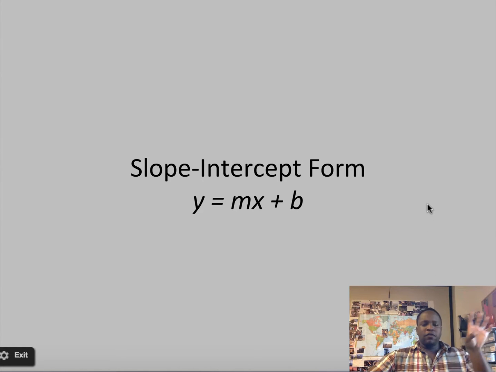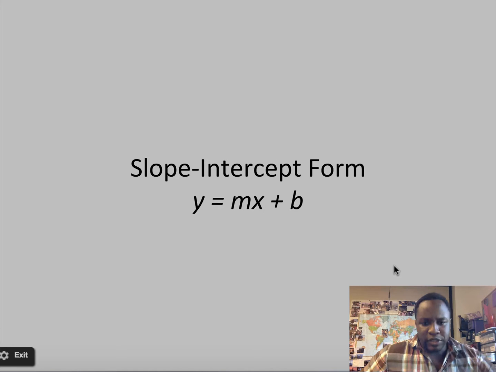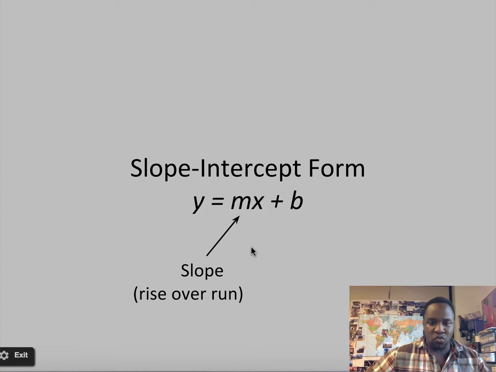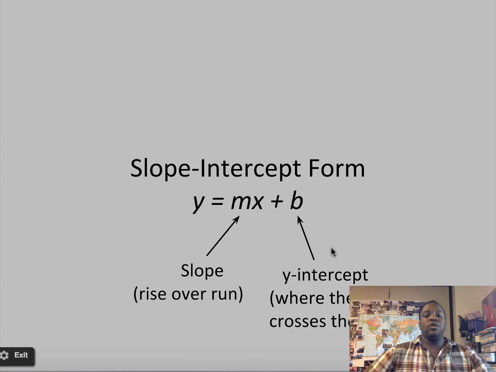All right, so starting off real simple, slope-intercept form. There are two main parts. There's y equals mx plus b, m being the slope, the rise over the run, and b being the y-intercept, where the line crosses the y-axis. I know you can't see it there, where the line crosses the y-axis.